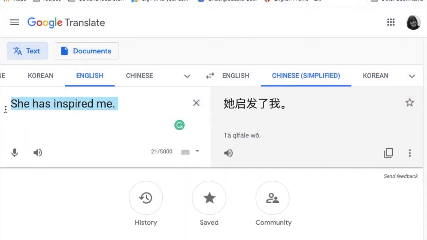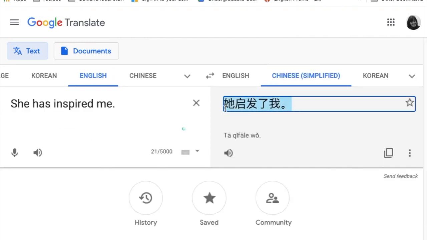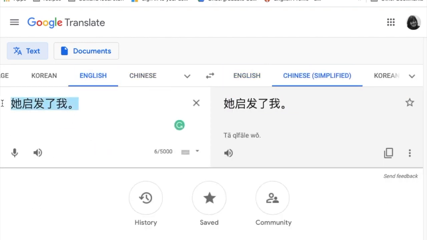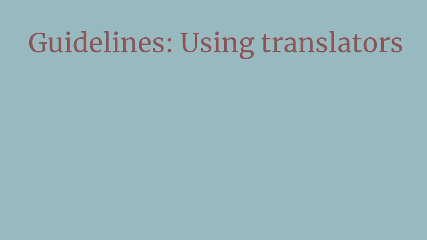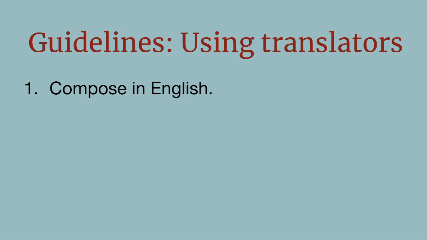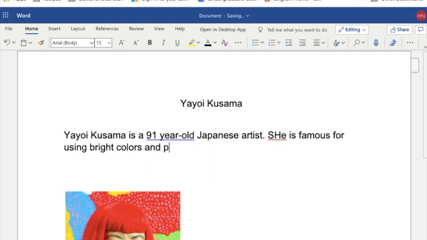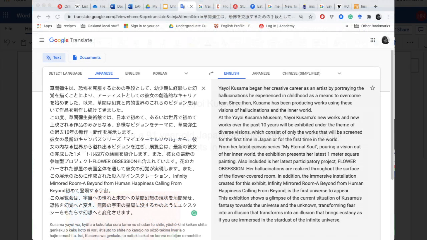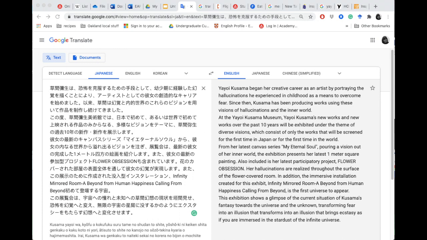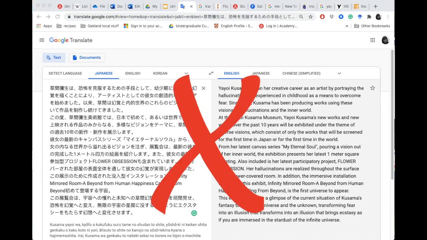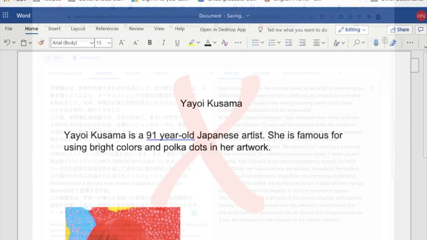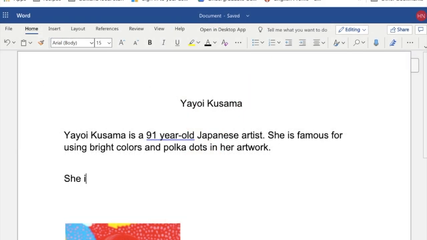But there is so much you can learn from Google Translate and other translation tools that you have on your computer. Let's look at some guidelines for how to do it. First of all, when you're speaking or when you're writing or doing homework in your English class, compose your sentences in English first. This is hard, and it's tempting to write your sentence in your first language and then put it in the translator and let the computer do the translating for you. But the more you do it, the better you will get and the more you will develop your own voice.